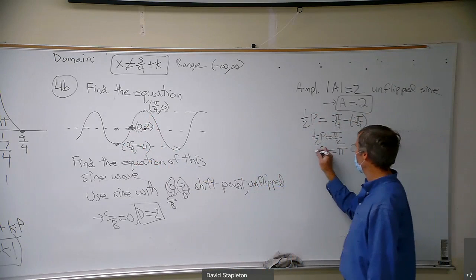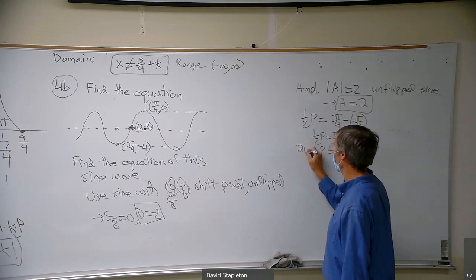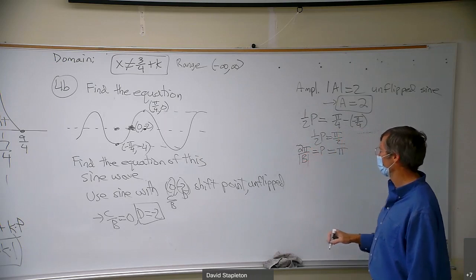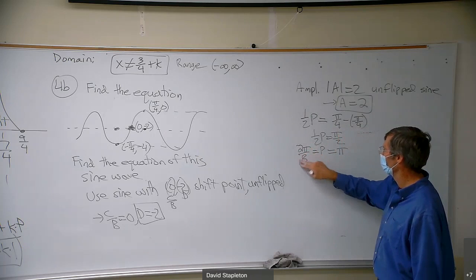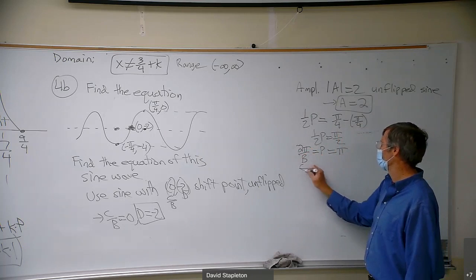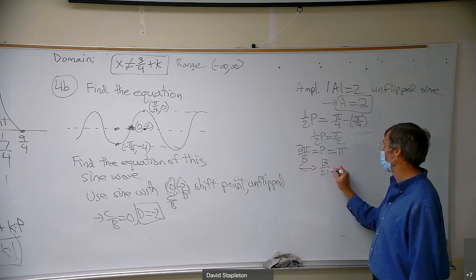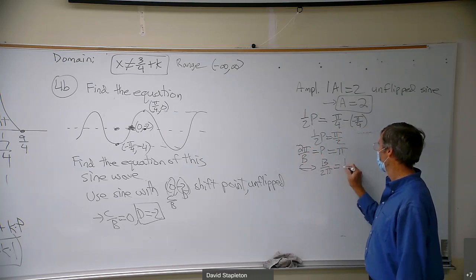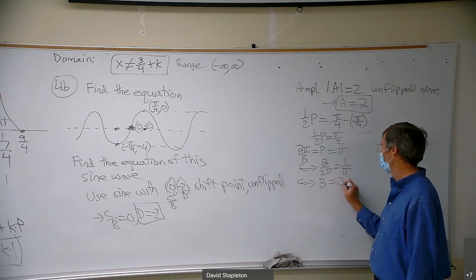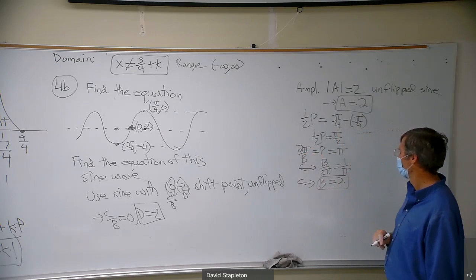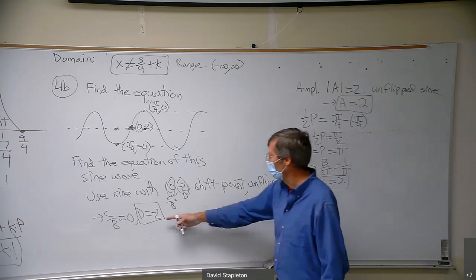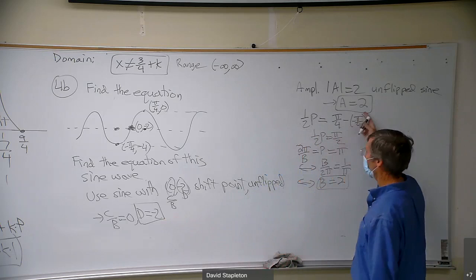But the period, remember, for a sine wave is 2 pi over b. Technically, I should put the absolute value on here, but we'll assume b is positive in all these problems. If 2 pi over b is pi, then I'll take reciprocals and say b over 2 pi is 1 over pi. Reciprocal of each side. Then multiply by 2 pi and get b equals 2. There it is. So I've got b, I've got d, I've got a. All I need is c.